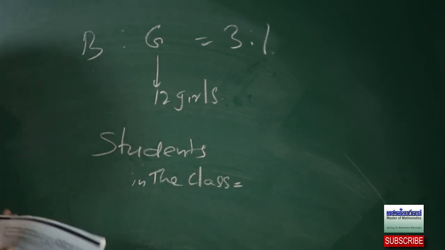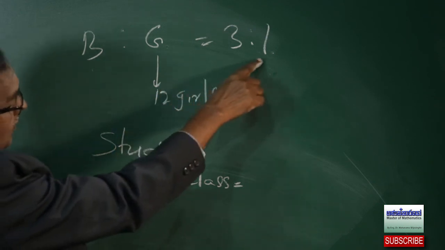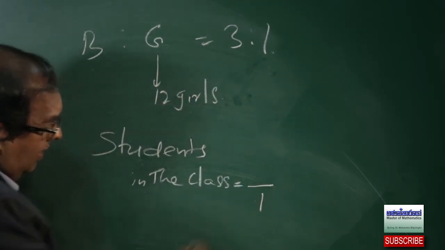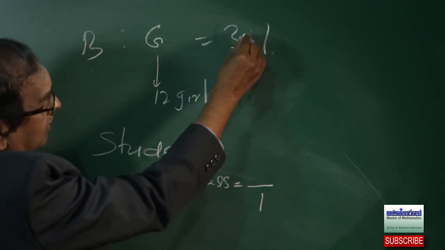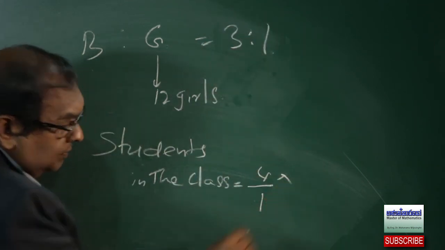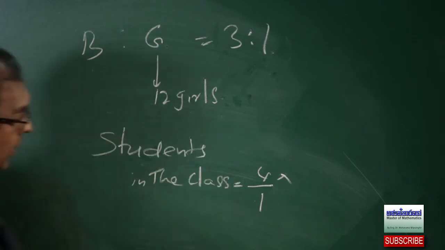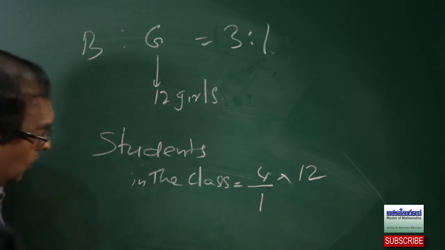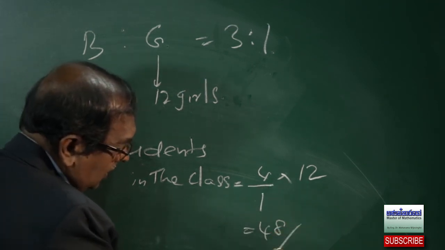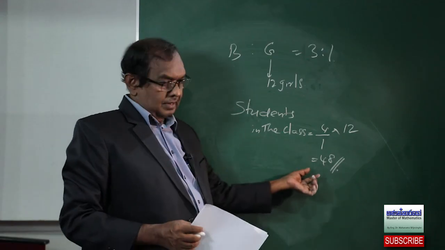We can directly get the answer. If one girl is there, the total students are 3 plus 1, 4. If the girls are 12, what is the total number of students? We can directly get the answer. 12 into 4, 48. Total number is 48.